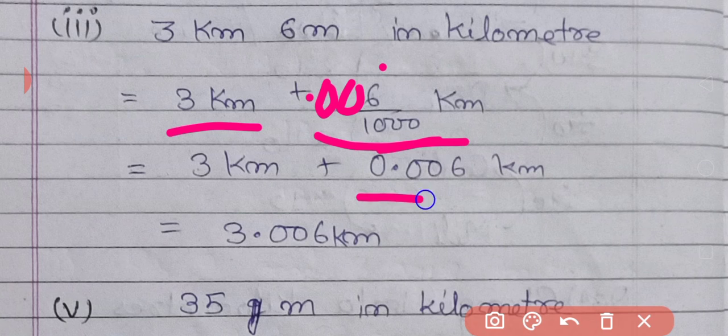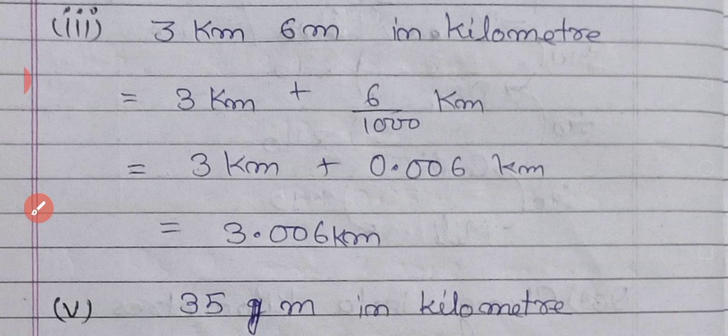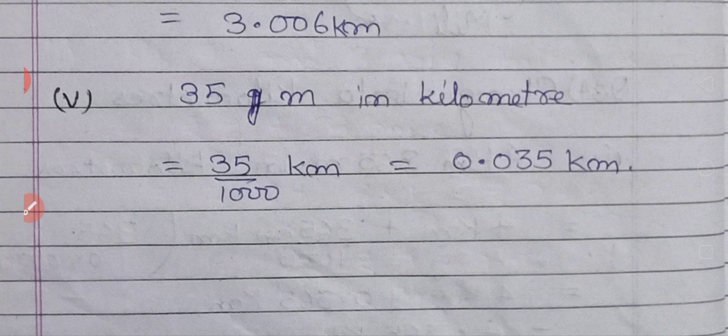So I have written here 0.006. So 0 will add with 3 because a whole number will add with a whole number, and a decimal number will add with a decimal number. So directly we can write it 3.006 kilometer. In the next question it has given 35 meter into kilometer.